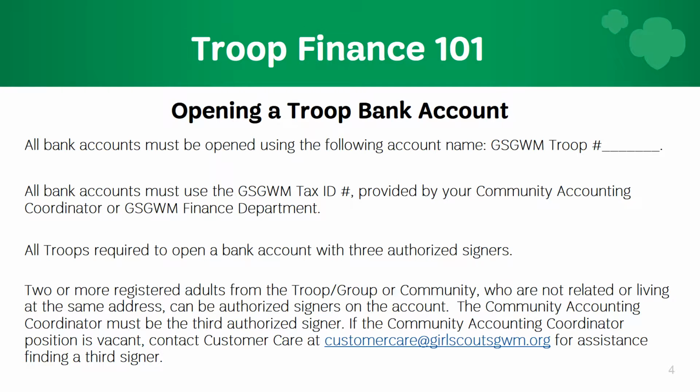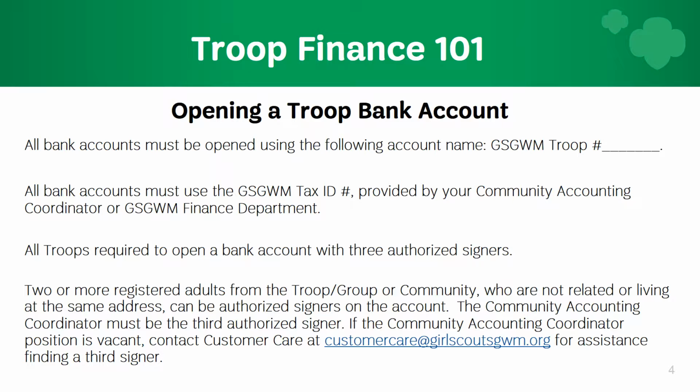Opening a troop bank account. Troops will need to obtain an authorization letter from their community accounting coordinator or council's finance department prior to opening an account. All accounts must be opened with the following account name: GSGWM Troop Number. Pre-printed checks should include this information, but no volunteer's name or address should be printed on the checks.